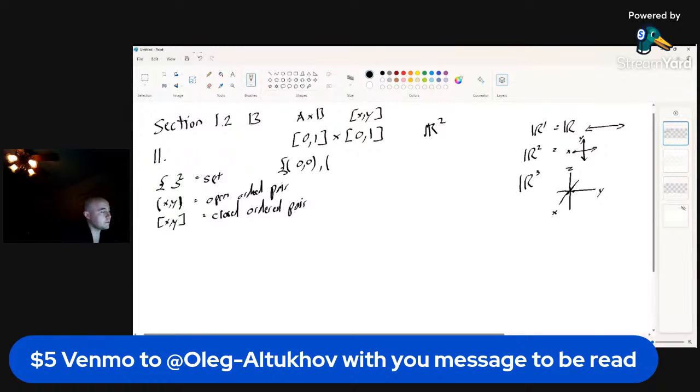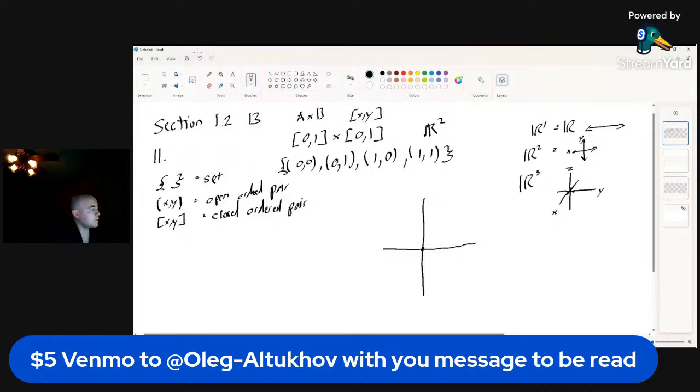A1 times B1 is 0, 0. A1 times B2, 0, 1. A2 times B1. A2 times B2. All right. Okay, so we have 0, 0. By the way, let's be consistent about it. Since I am ordering with square brackets, they should all be closed. So we're just going to be consistent about how I order. All right, so now 0, 0, first one.